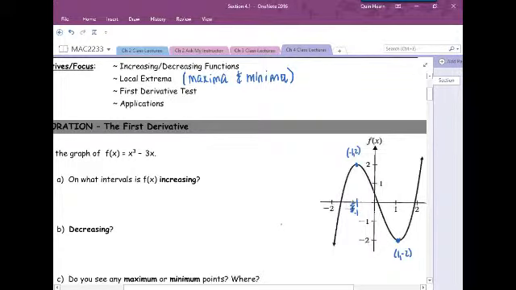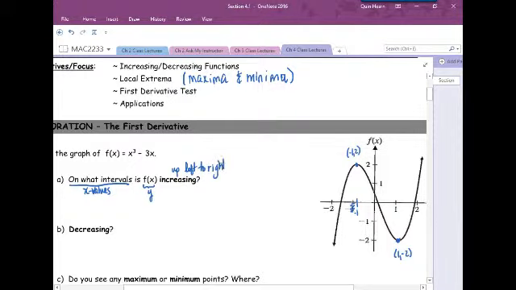The first one is, on what intervals, and when we say on what intervals, we're always referring to intervals of x values. On what intervals is f of x, which is the y value, increasing? So you read a graph from left to right, just like you read a book. When I say increasing, and I'm talking about y values, we're looking for where the graph is going up from left to right.